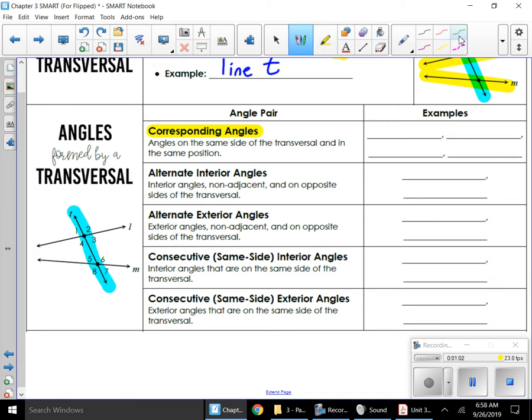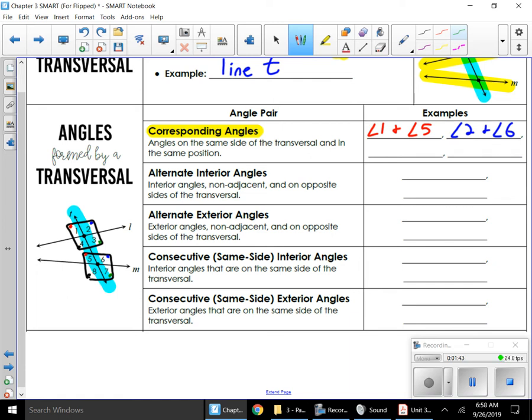What we mean by position is, note that there are 4 angles created here and 4 angles created there. So 4 on top, 4 on the bottom. In this picture, they're broken up into like top left, top right, bottom right, and bottom left. So if we think about those 4 positions, we can come up with our corresponding angles. So angle 1 and angle 5 are corresponding. That's my top left position. Angle 2 and angle 6 are corresponding. They're in the same position.